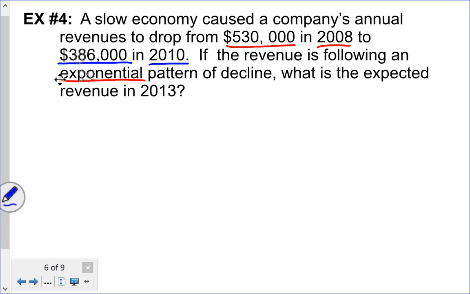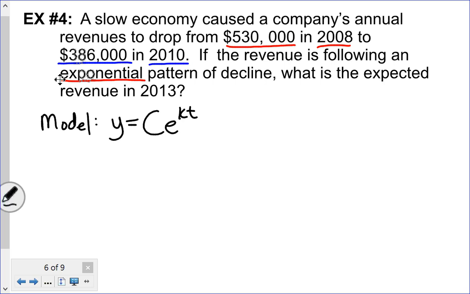So we know that the model that we need here is going to be y equals c e to the kt, because they told us it was an exponential pattern of decline. Now we're going to solve for k and for c, but c we know because of the initial condition, and then we're going to solve for k, and then once we have that, then we plug in for the other.